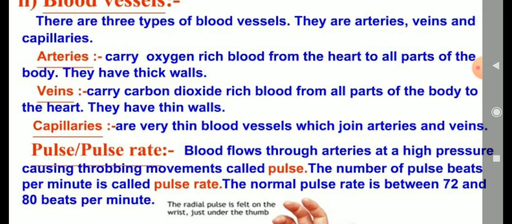Arteries carry oxygen-rich blood from the heart to all parts of the body. What is the main function of arteries? Arteries carry oxygen-rich blood. It is very important, so all of you should underline the word. Wait, all of you first listen. Arteries' main function is to carry oxygen-rich blood from the heart to all parts of the body. Arteries have thick walls.